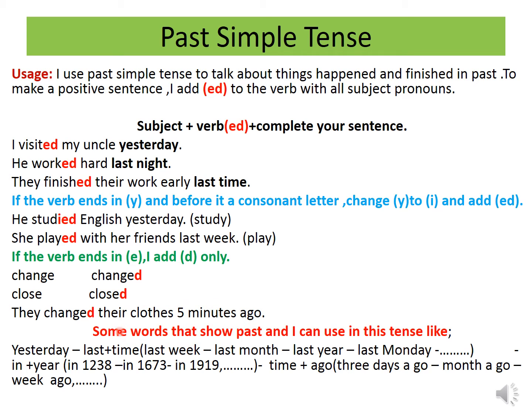We have some words that we can use to show past. Like what? The word yesterday, last time, you can say last plus time: last week, last month, last year, last Monday, last weekend, in plus year: in 1238, in 1673, in 1919, all these years are past. Or time plus ago, like 3 days ago, a month ago, a week ago. So all these words help you to understand that the sentence is in past simple tense.